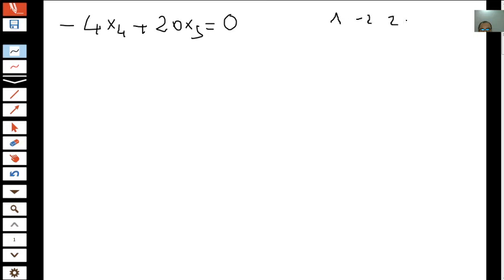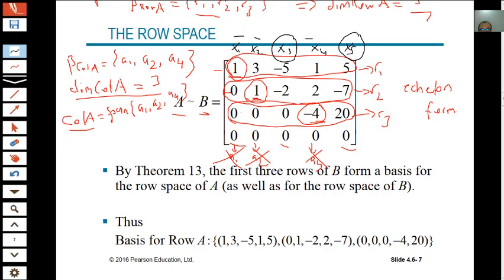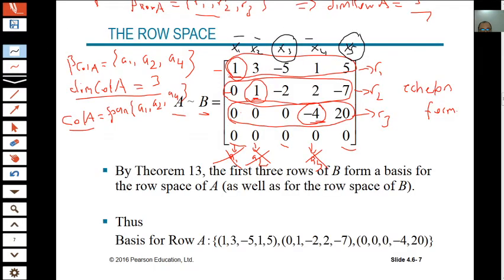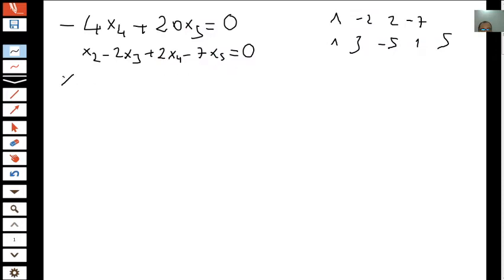so we write x2 minus 2x3 plus 2x4 minus 7x5 is equal to 0, and from the first row, 1, 3, minus 5, 1, 5, so we have x1 plus 3x2 minus 5x3 plus x4 plus 5x5 is equal to 0.